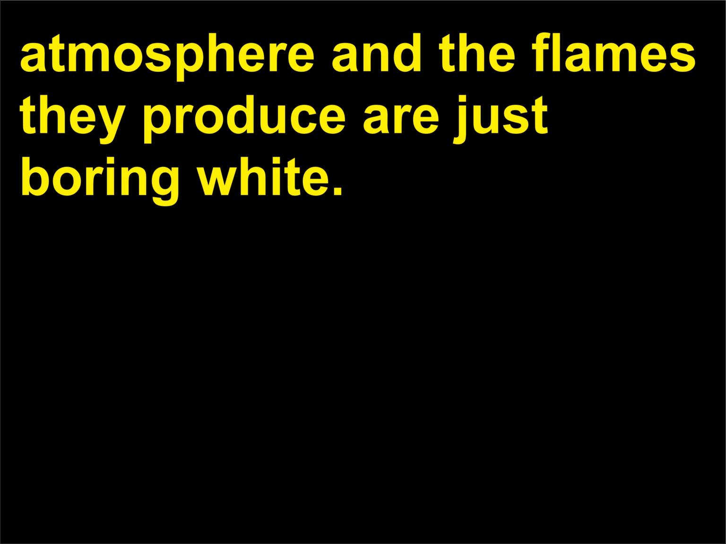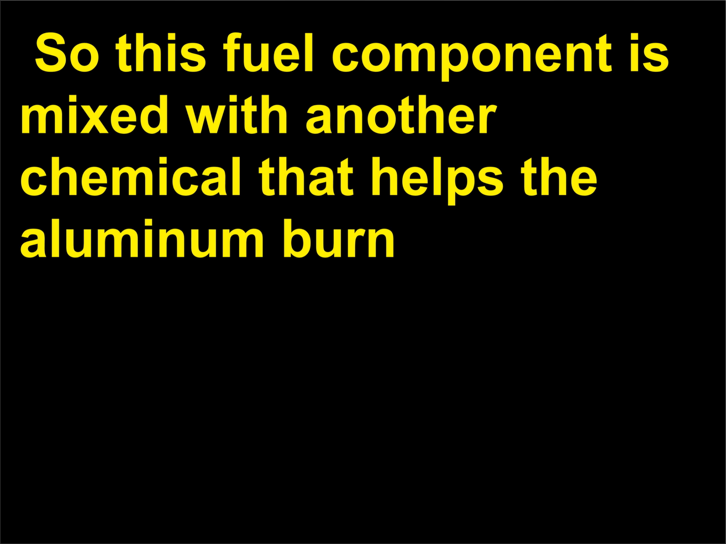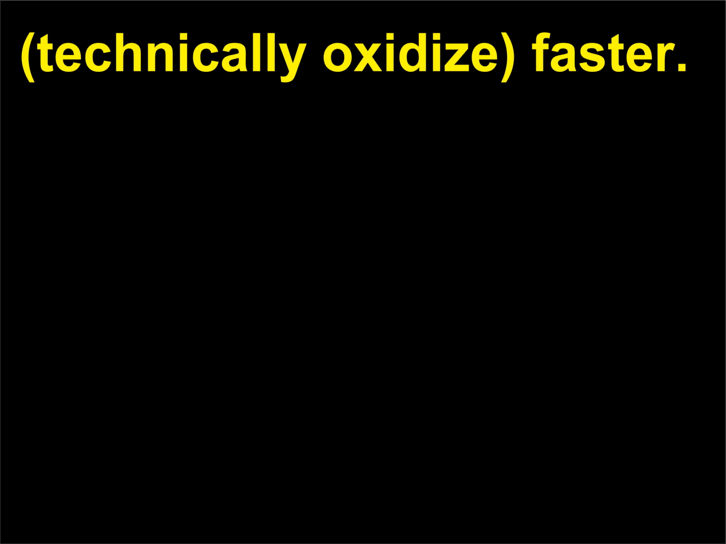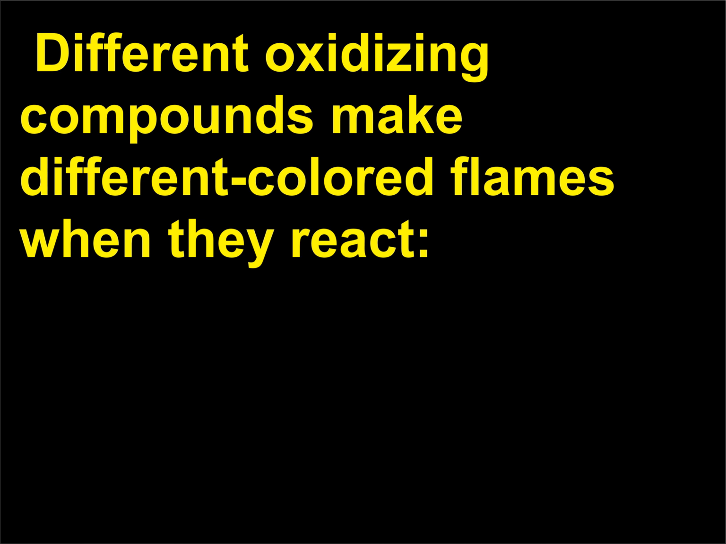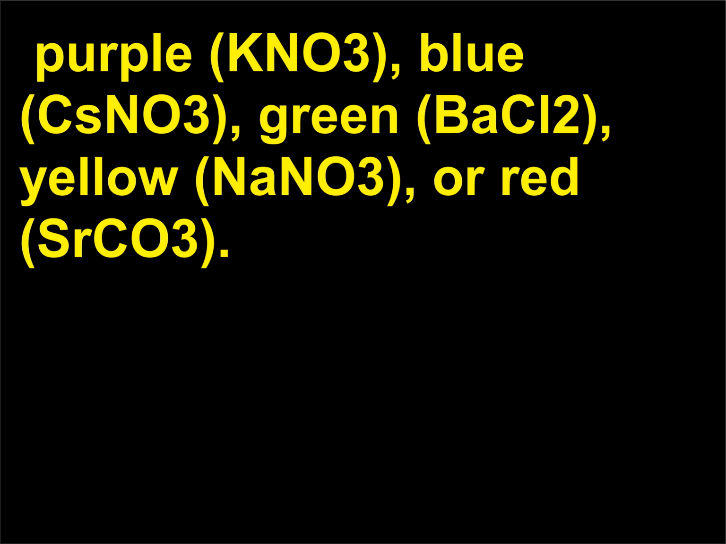atmosphere, and the flames they produce are just boring white. So this fuel component is mixed with another chemical that helps the aluminum burn, technically oxidize, faster. Different oxidizing compounds make different colored flames when they react: purple, KNO3; blue, CsNO3; green, BaCl2; yellow, NaNO3; or red, SrCO3.